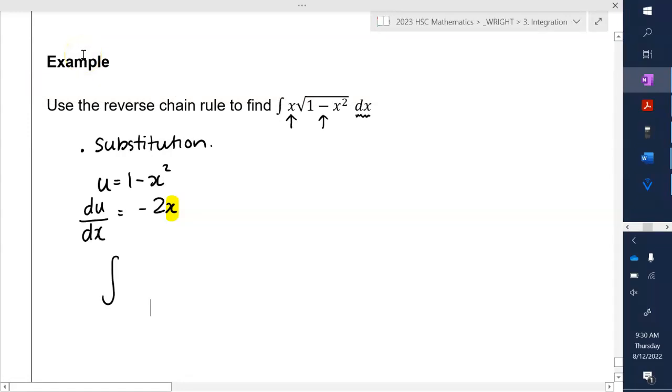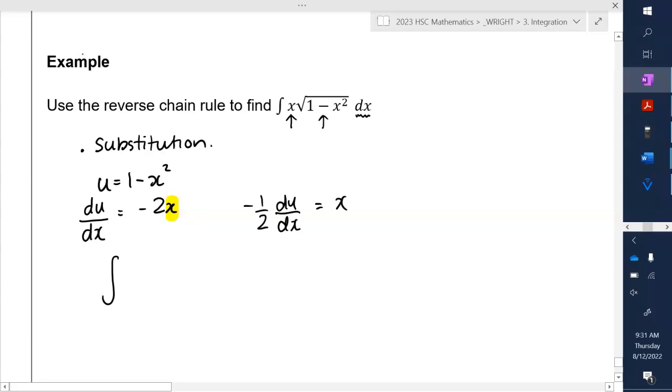Now, we want to start thinking of du/dx or dy/dx as something algebraic that we can manipulate. So if I was to divide by minus 2 on the right-hand side, I'd be left with x. So I can divide by minus 2 on the left-hand side. So I'm going to write minus a half du/dx is equal to x. I've divided by minus 2 here, I've divided by minus 2 here, and that's what I've ended up with.